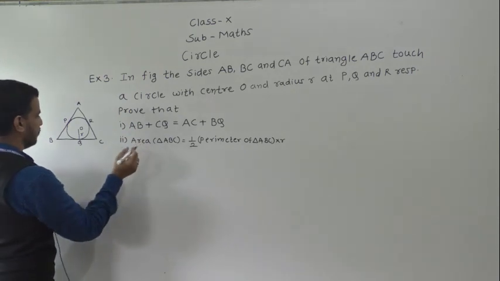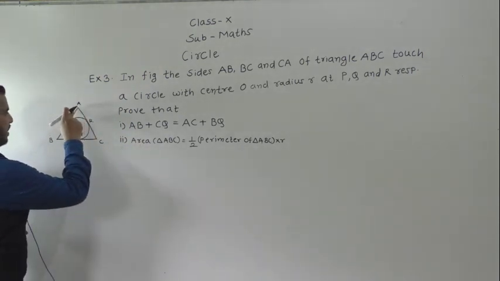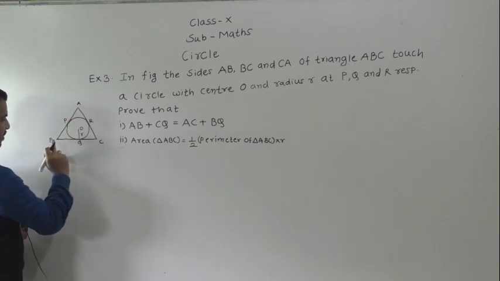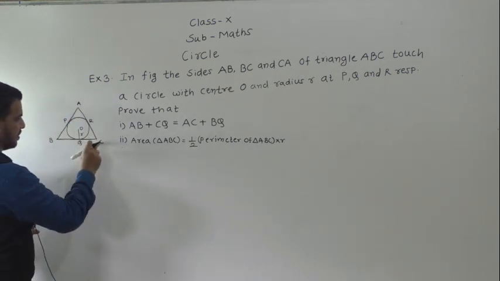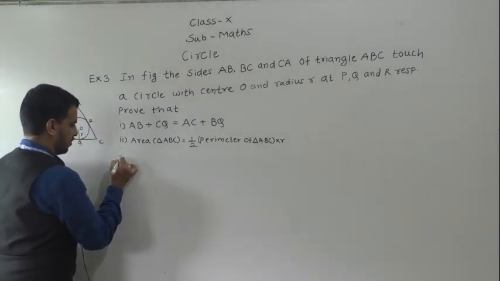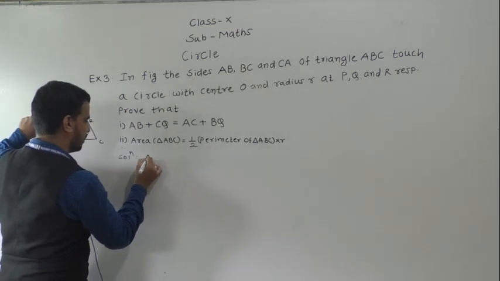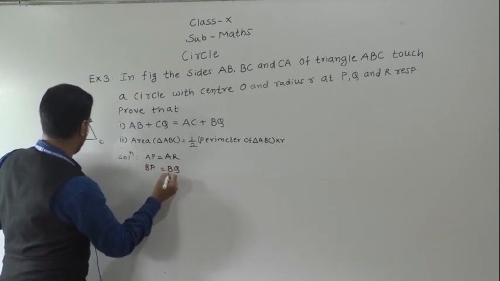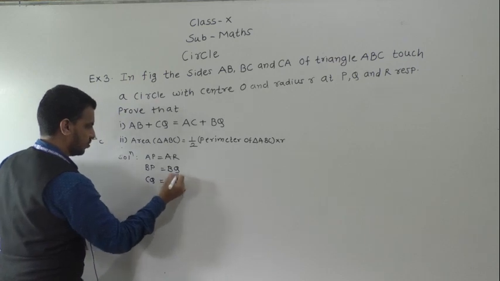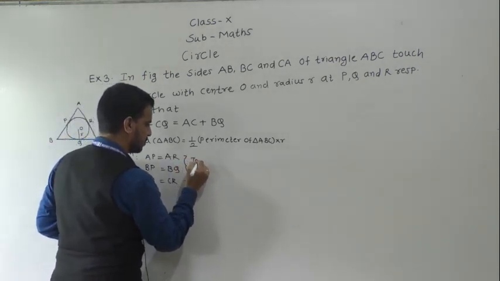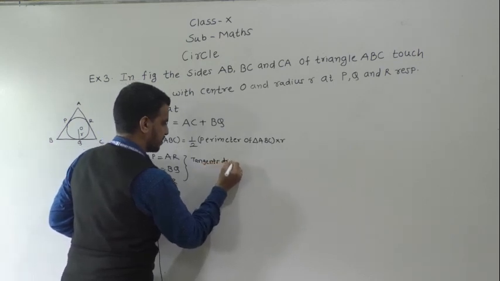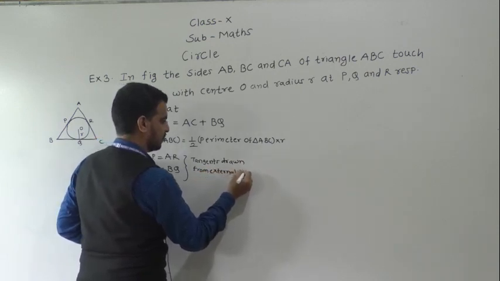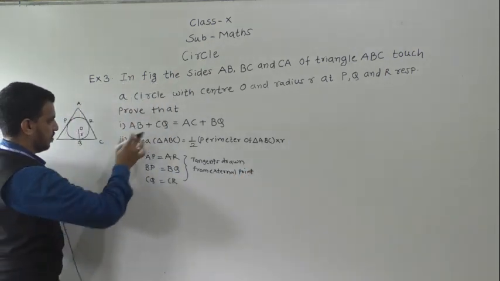First, the given quantities: AP and AR are equal, because they are tangents drawn from an external point A. Similarly BP and BQ, and CQ and CR. So we write AP is equal to AR, BP is equal to BQ and CQ is equal to CR. Reason: tangents drawn from an external point.